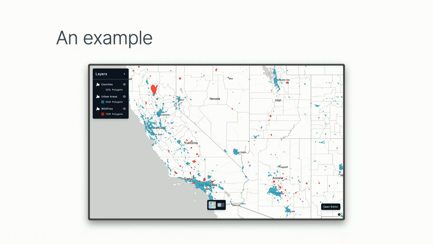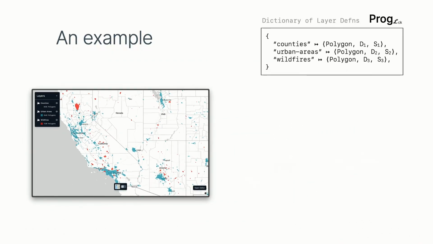In CartoKit, we model this program as essentially a dictionary of layer definitions, which map a layer ID to these triples consisting of a layer type, like polygon, proportional symbol, dot density, their associated geospatial vector data, and then these style objects, which represent the visual encoding of the data on the map.